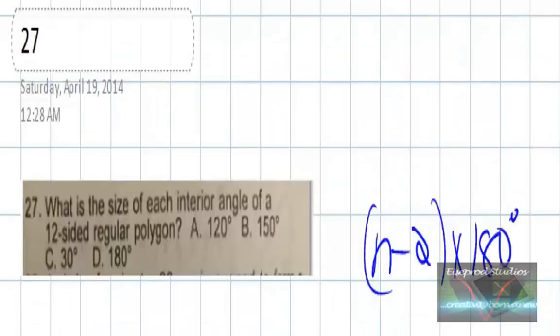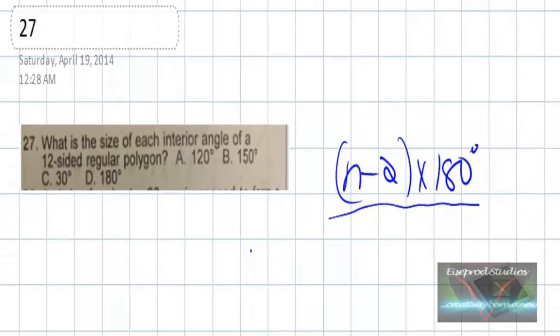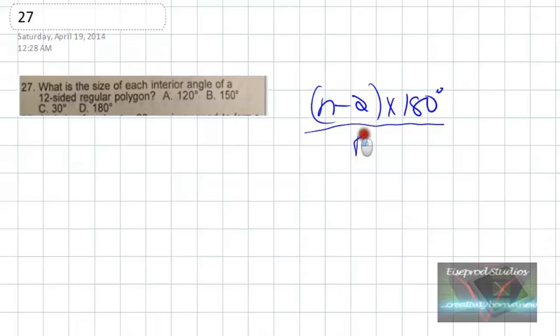Question 27 says, what is the size of each interior angle of a 12-sided regular polygon? And then it gives us some options. So I've written here the equation that's used to get the sum of all of the degrees inside of a certain regular polygon, and it has to be a regular polygon. If you were to divide by n, that'll give you the degrees for each individual angle. And so I'll show you what I mean.